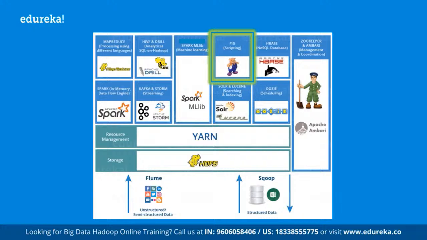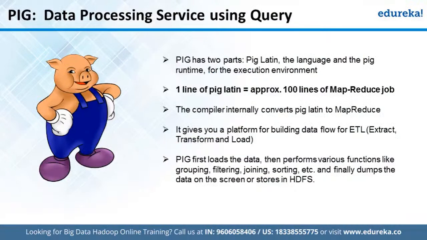Pig scripting. Pig Latin is the language name. For Pig runtime, you have something called the grunt shell, and you can write Pig Latin code. One line of Pig Latin code is approximately 100 lines of MapReduce job. See why all these things came into the picture.